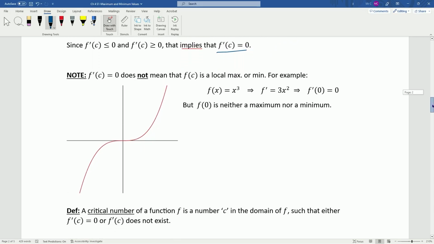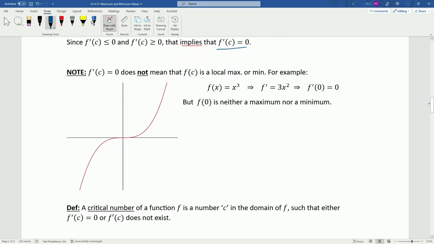All right, so I did already mention this a moment ago, but again, x cubed is the example. The derivative being 0 does not imply it's a local maximum or minimum, but the other way around is true. If you have a local max or min, it does imply, if that derivative exists, that it's equal to 0.